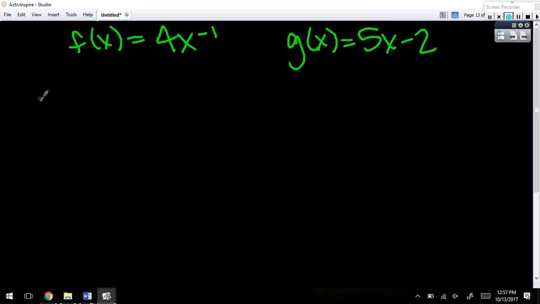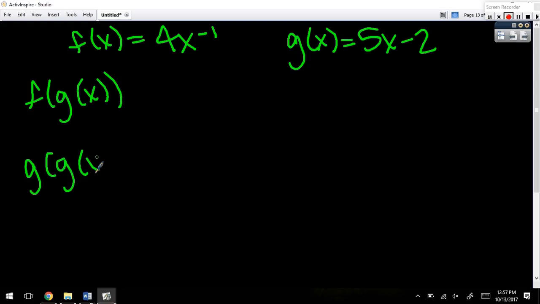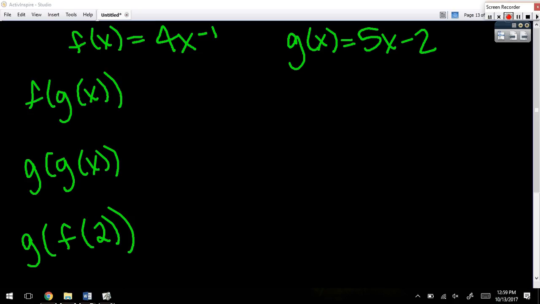Don't blurt out the answers when you get these. If you can get these 3 that I'm fixing to give you, then I will let you start your homework. I want you to find f of g of x. Okay, that's not that bad. I want you to find g of x. And then I want you to find g of f of 2. I'll probably understand it then, honestly.